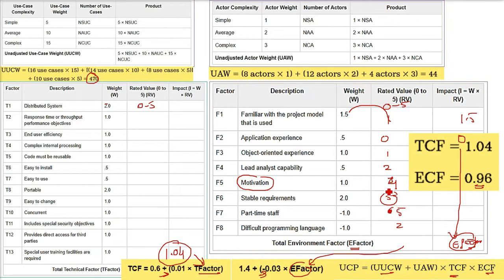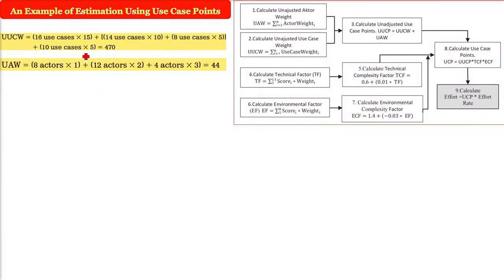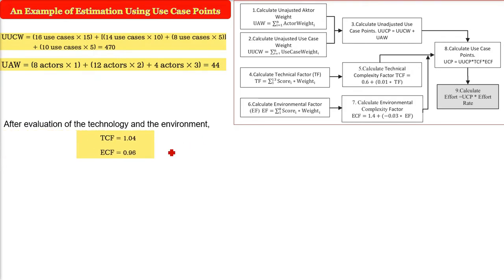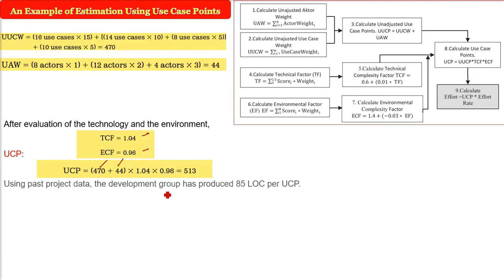So now what all values do you have? See, UUCW is 470, UAW is 44, TCF is 1.04 and ECF is 0.96. Now, after evaluation of technology and environment, we have got the TCF and ECF, and now we are ready for the final expression. 470, 44, 1.04 and 0.96. 513 will come. Now, 513 is our final value, the use case points.